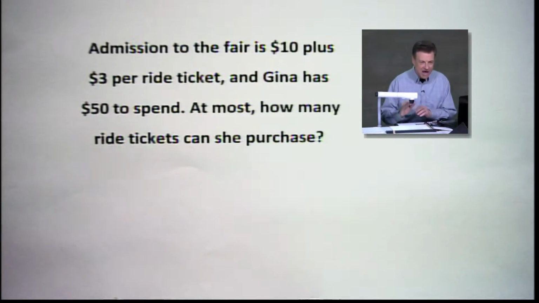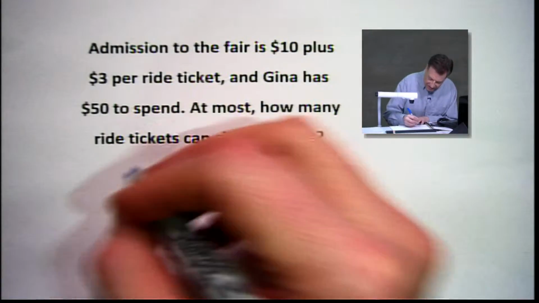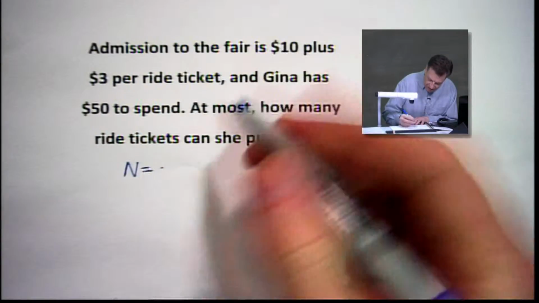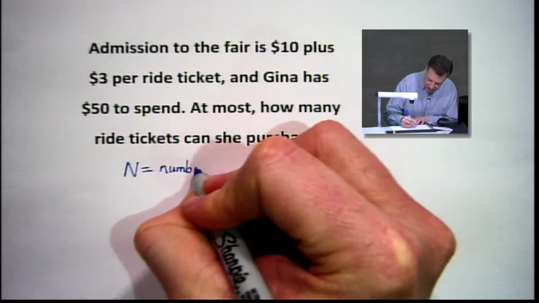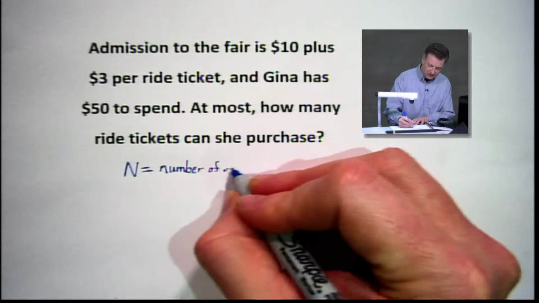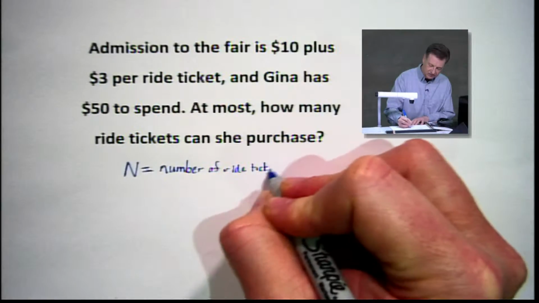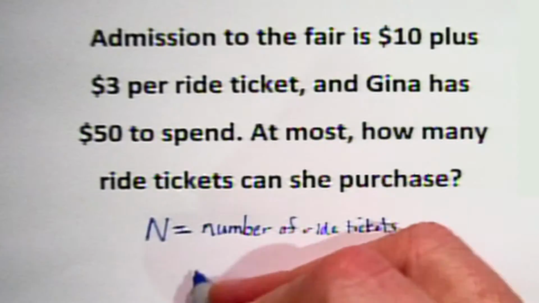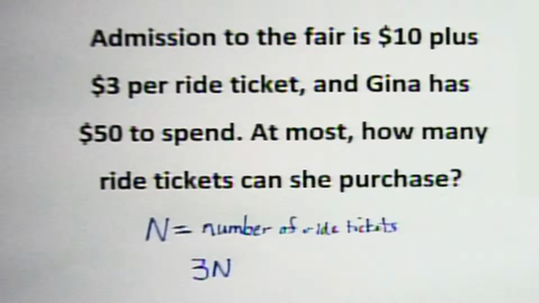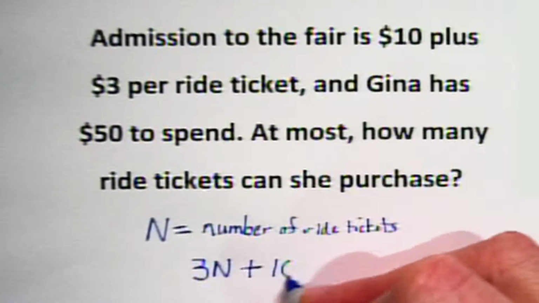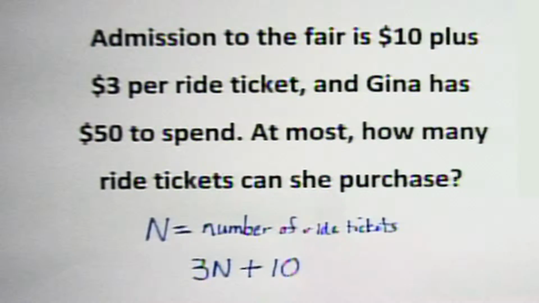Let's do that as some algebra. First of all, we're going to let N equal the number of ride tickets. Not a cost here. We already know the cost is $3. So we're going to let N be the number of ride tickets. And you know each one of those is worth $3, so we're going to write it 3 times this unknown amount, N, the number of tickets. And she's got to pay $10 to get into the fair. So we're going to add that $10. The storyline here is 3 times each ride ticket plus $10.